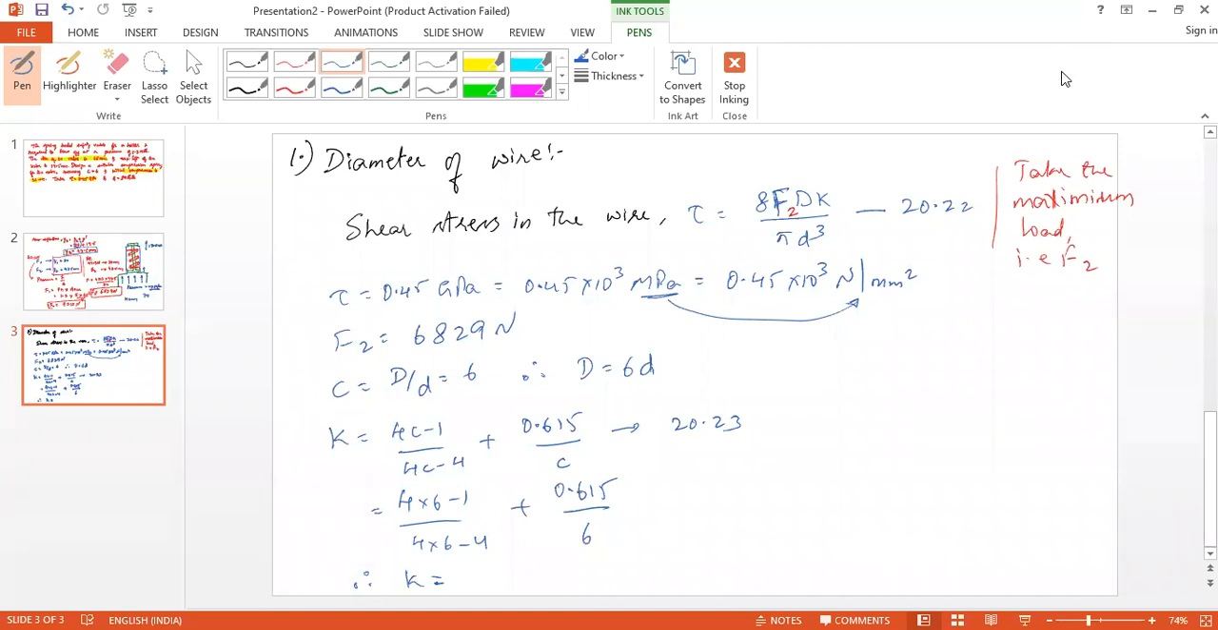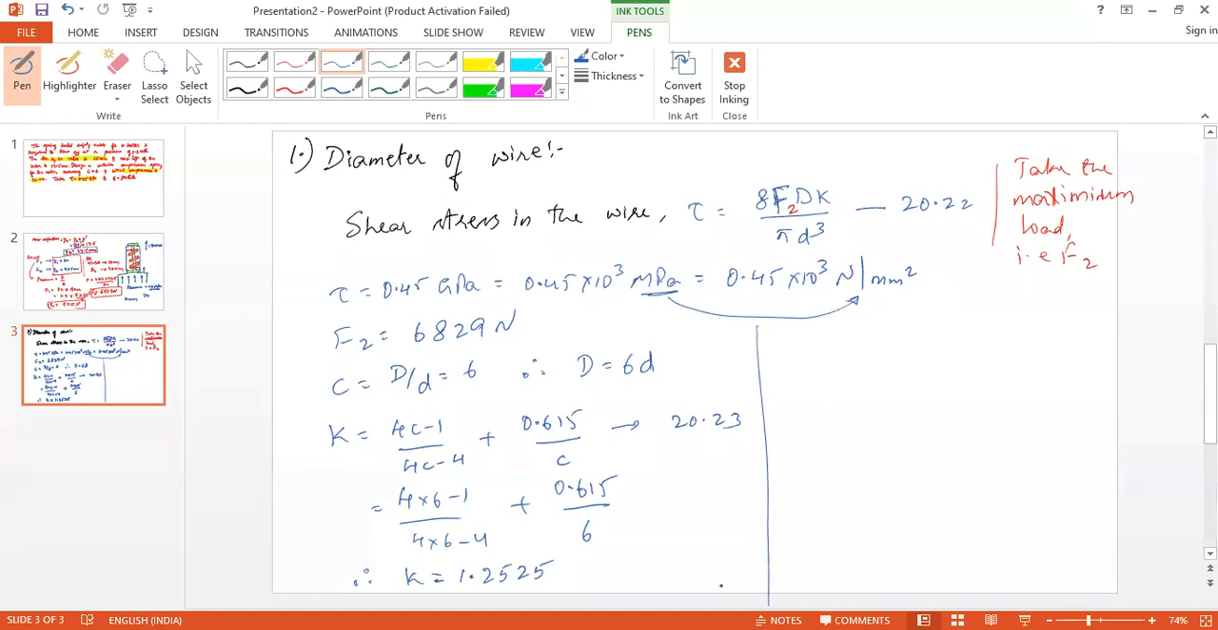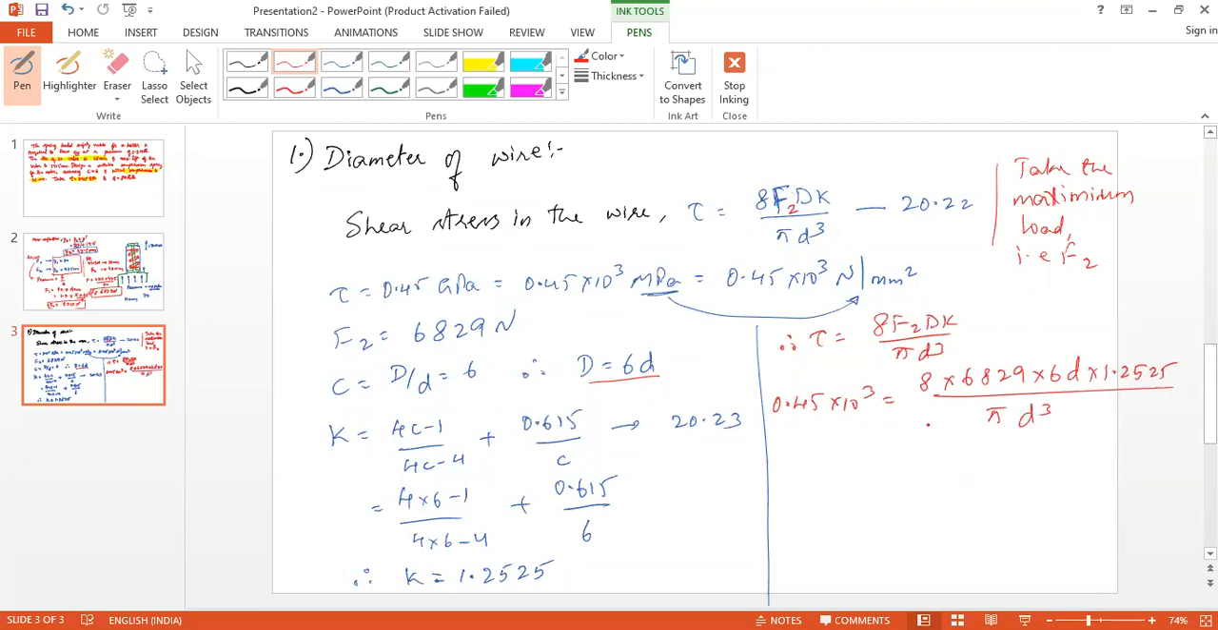K is equal to 1.2525. Okay, so now we know the values for all the parameters here. Therefore, tau is equal to 8 F2 D K by pi d cube, and the value of tau is 0.45 into 10 power 3, that is equal to 8 into 6829 multiplied by, in place of D I can write 6d, into 1.2525, that divided by pi d cube.